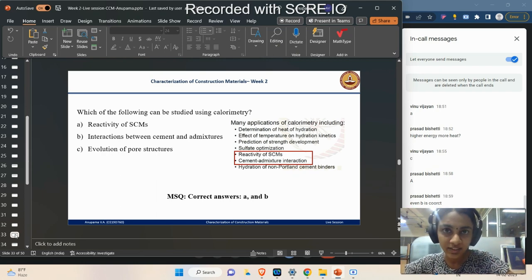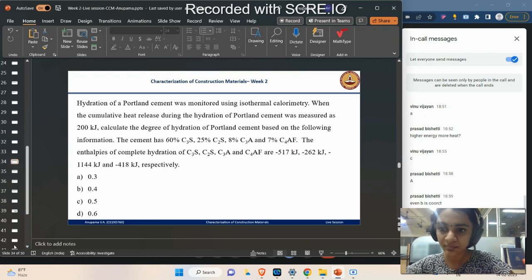When there is an SEM addition, sometimes it causes an increased heat release, or it shows the same heat release but at a later stage. So all these kinds of responses can be captured using calorimetry. But in the case of evolution of pore structures, it cannot be captured because there is no enthalpy change occurring, and because of that particular reason we cannot capture it using calorimetry. So correct answers are A and B. Okay, let's move to the next question.